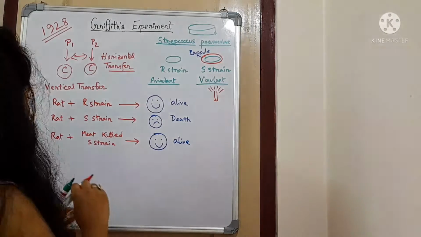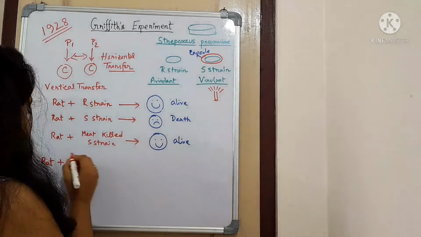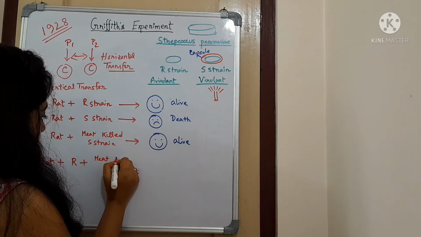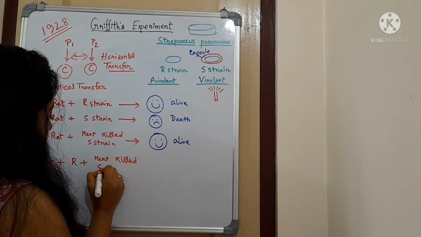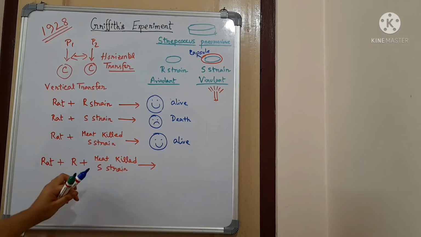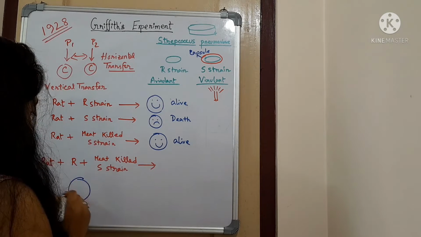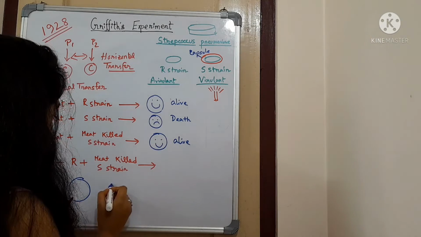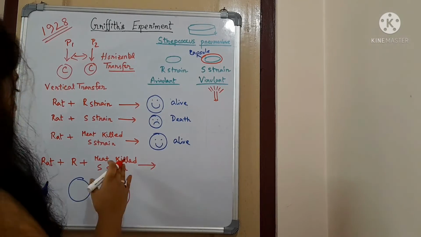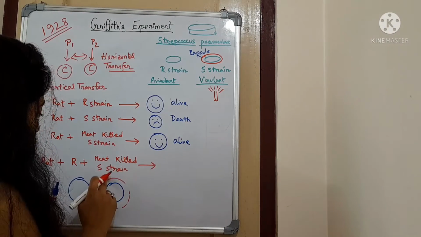But in the fourth case, what will happen? There comes the twist of this experiment. With the rat, he provided the R strain along with the heat-killed S strain. So what was this leading to? He has provided the R strain here. Say, for example, this is the R strain, and this is the S strain, outside which there is the presence of the capsule. As this was heat killed, there was no such material present there.